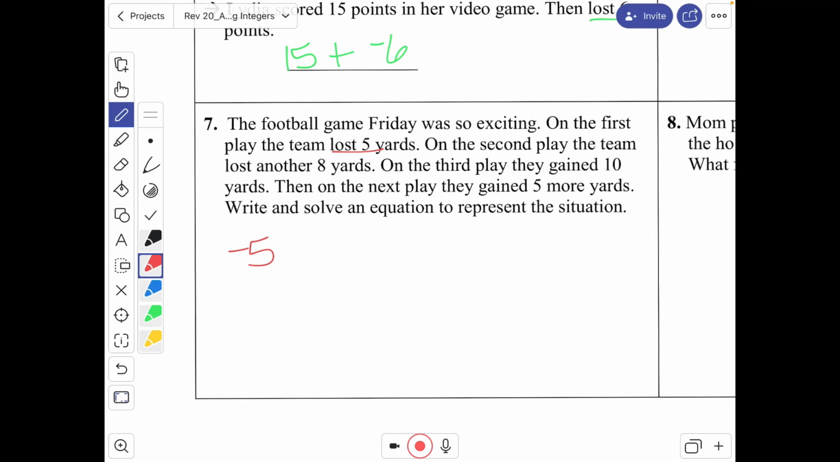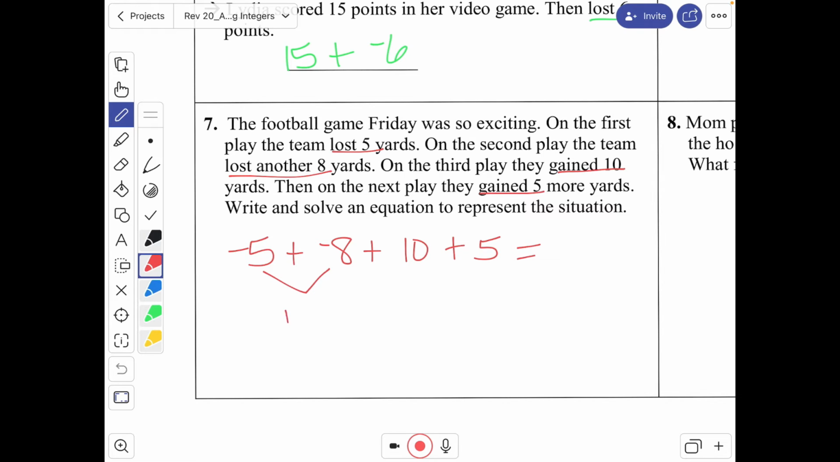So if they lost 5, that's negative 5. Then they lost another 8, so that's another negative 8. Then they gained 10, so that's positive 10. Gained another 5, that's a positive 5. Then it says to solve it.